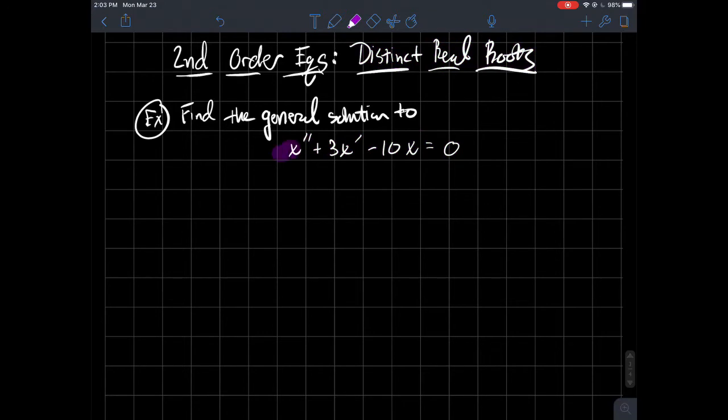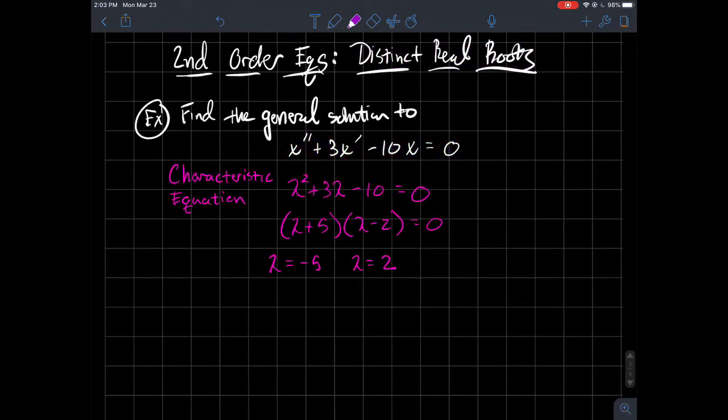So the first thing you do is you take this differential equation and you write down the corresponding characteristic equation. And so what did we do? We took x double prime, we changed it to lambda squared. So change all the primes to actual exponents and change the variables to lambdas. Maybe that's not a great way to say it, because this term doesn't have anything there, it's not supposed to.